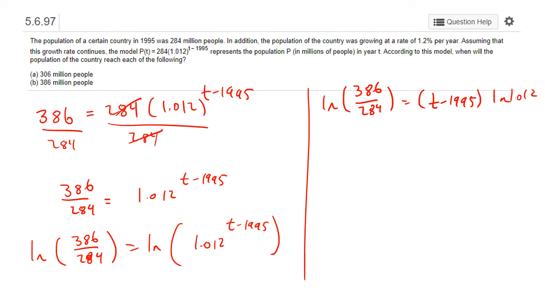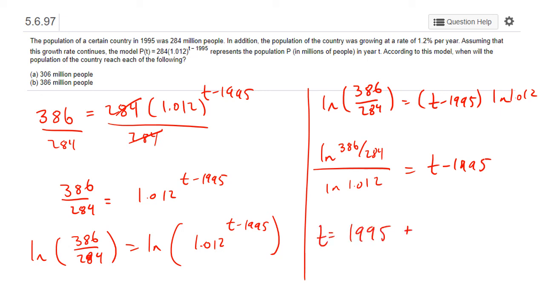Divide the natural log of 1.012. Natural log of 386 over 284, all divided by the natural log of 1.012, is equal to t minus 1995. And finally, add 1995. T is 1995 plus the natural log of 386 over 284, all divided by the natural log of 1.012. Now I have a nice exact expression.